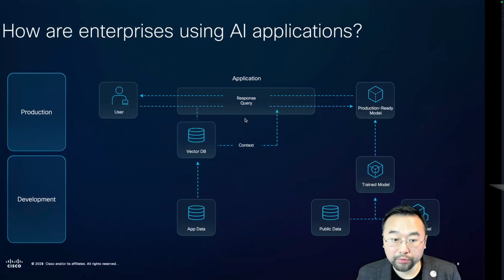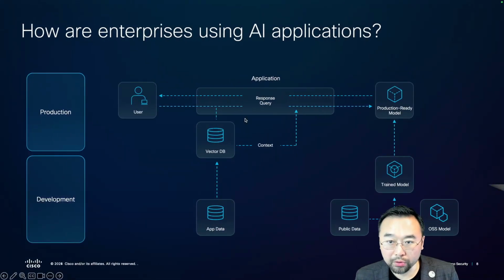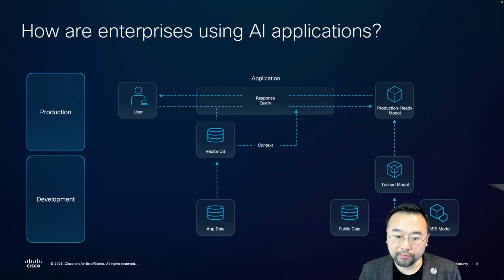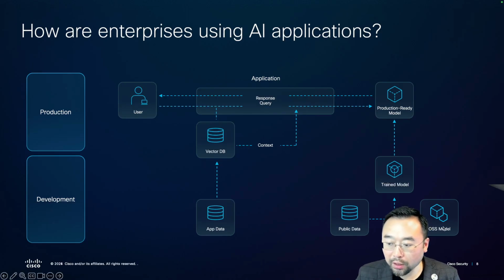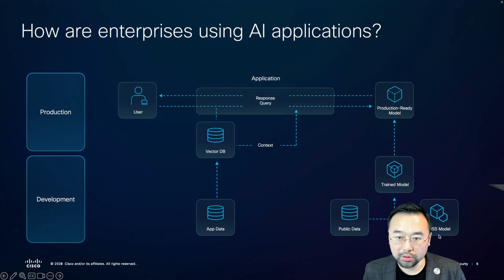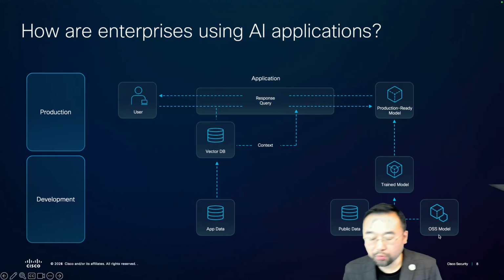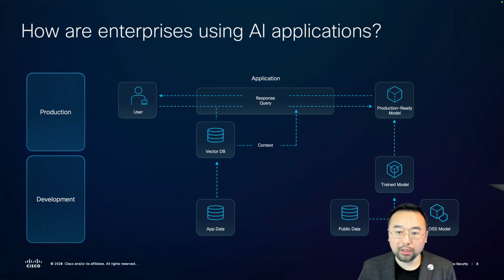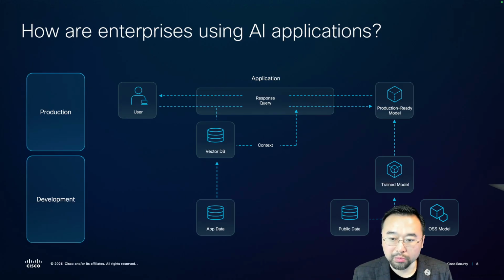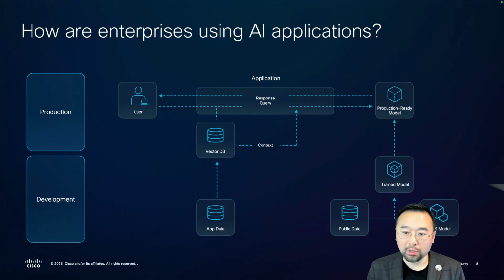Okay, a quick review. This is basically how we build AI applications. We have a vector database, we have application data, and we select a model, maybe an open source foundational model, and then we feed it with data and we might even train it a little bit, right? But then at runtime, it's going to query our vector database and provide answers to our users.